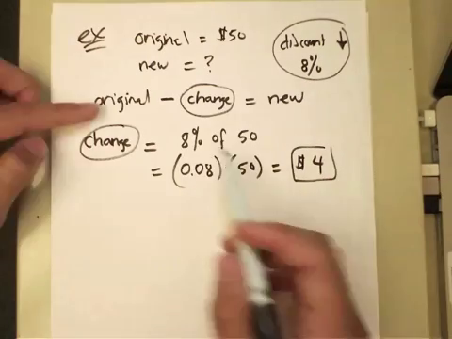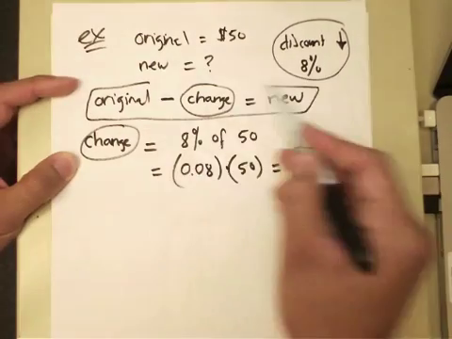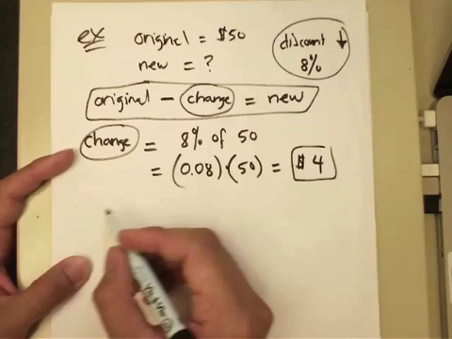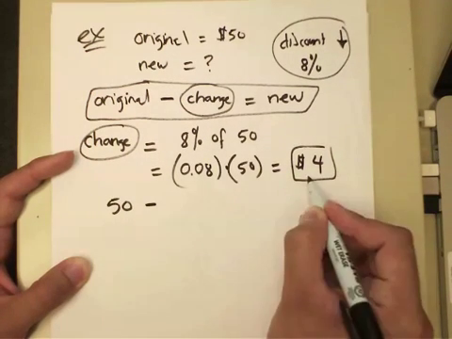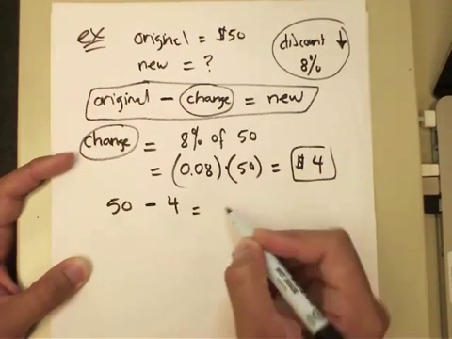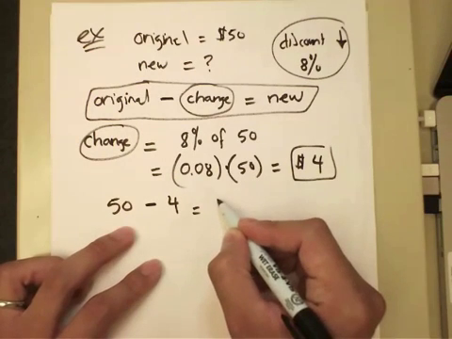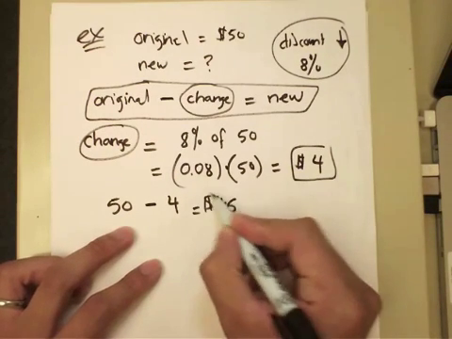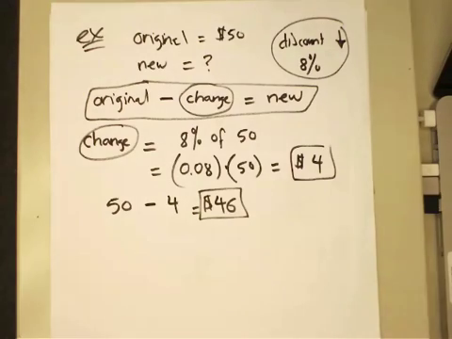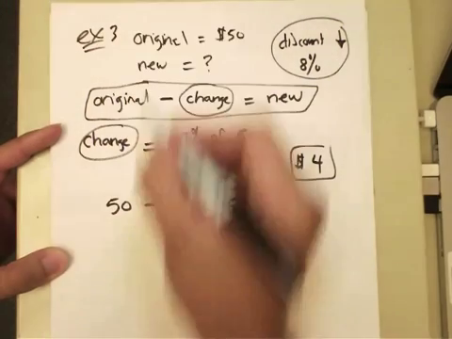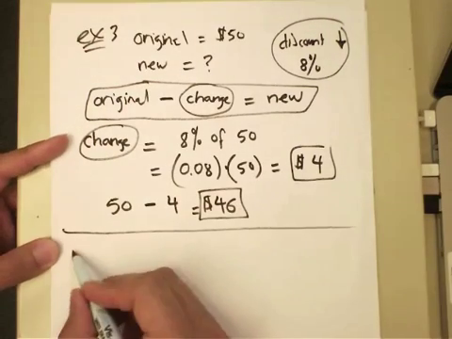Now that we have our structure in place, we just have to go back and say, so now the original is $50. Take away the change, which is $4. So that means your new price is going to be $46. So this is after an 8% discount. Now, another example for this would be as follows.